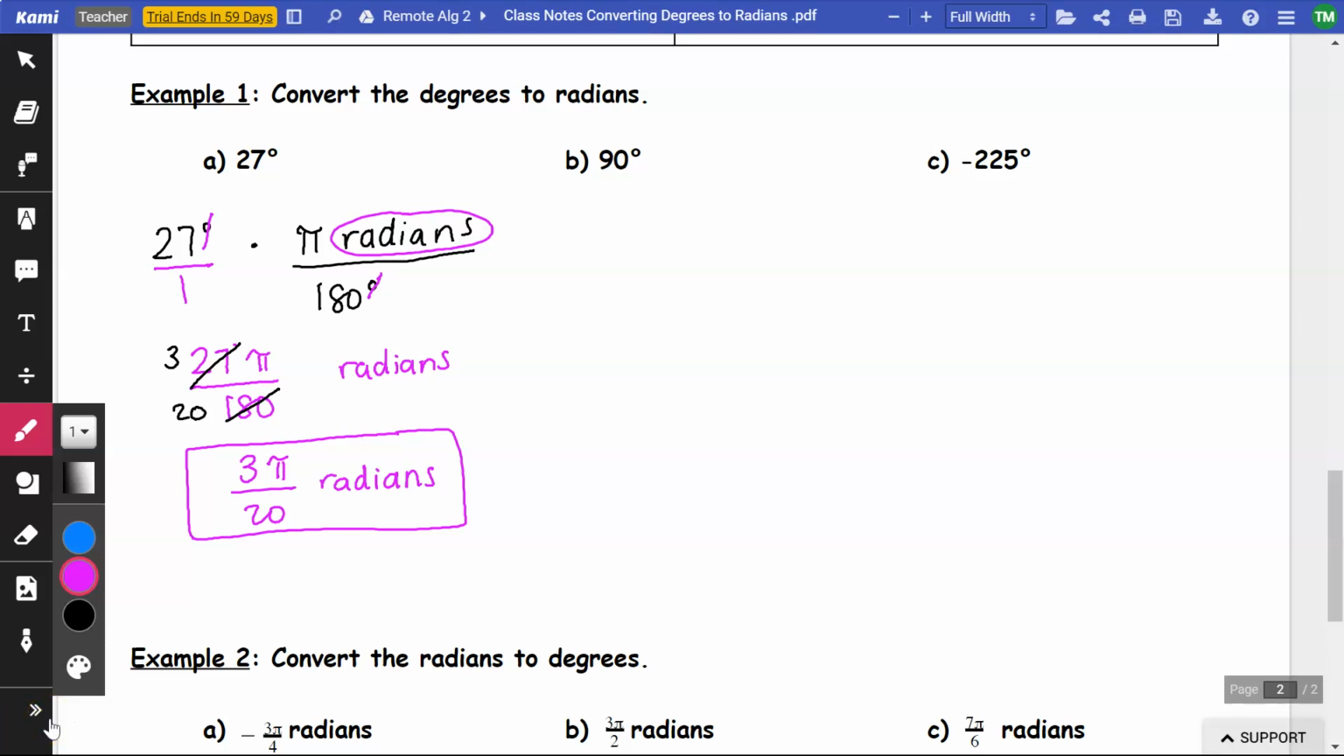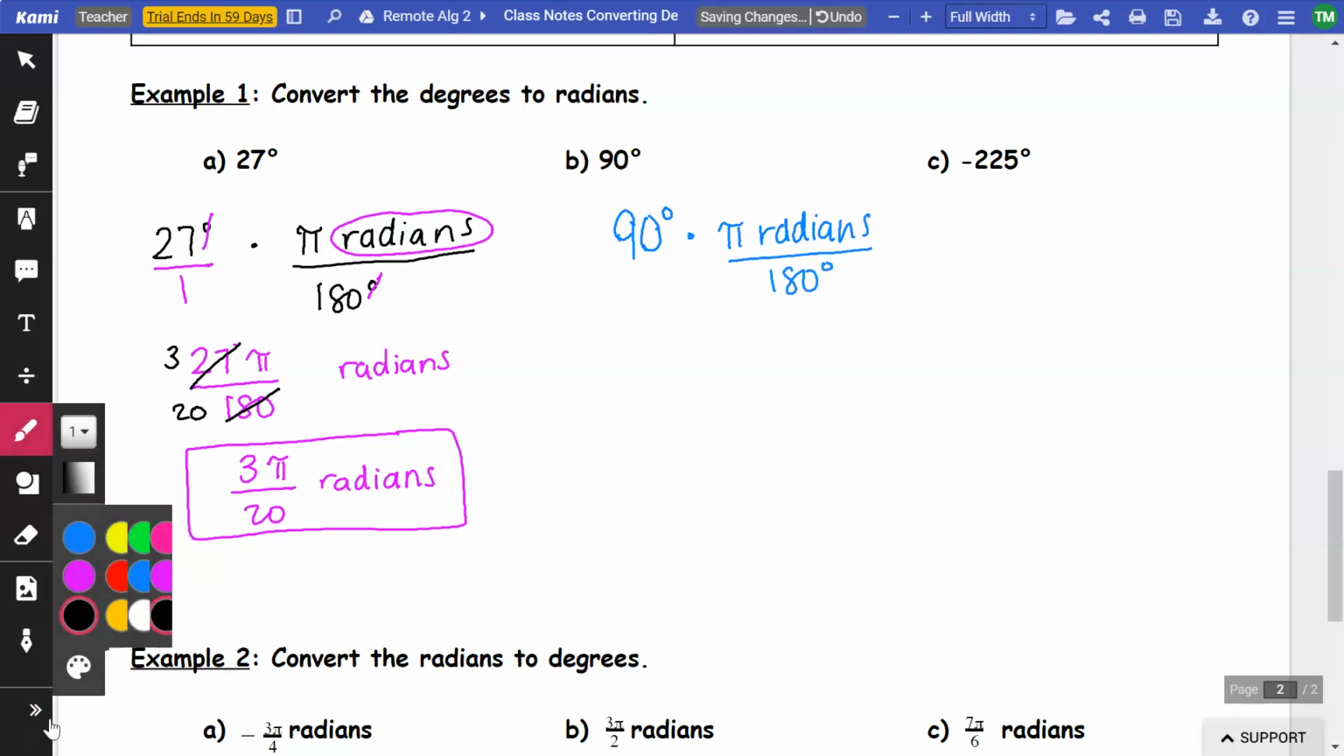Let's go ahead and convert 90 degrees. So we're going to take our 90 degrees and we're going to multiply it by pi radians over 180 degrees. So we know that degrees divided by degrees cancels. I'm going to be left with radians in my final answer.